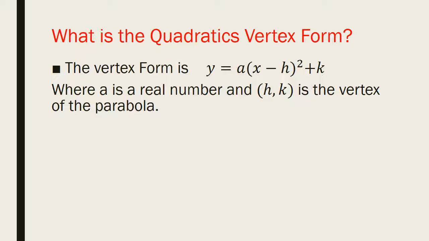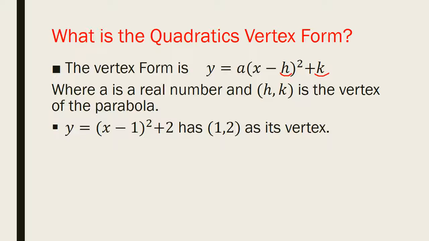Now, the number inside the parentheses with the x, which is h, and the number outside of the parentheses, added to the squared part, which is k, represent the coordinates of the vertex. So the numbers h and k are the coordinates of the vertex of the parabola that represents this equation. So let's take an example.